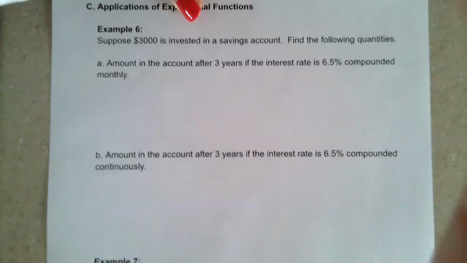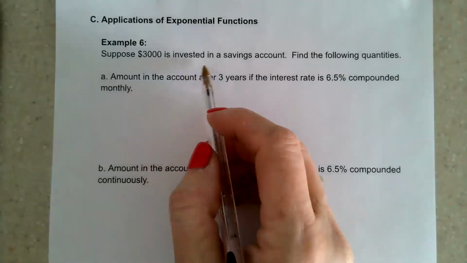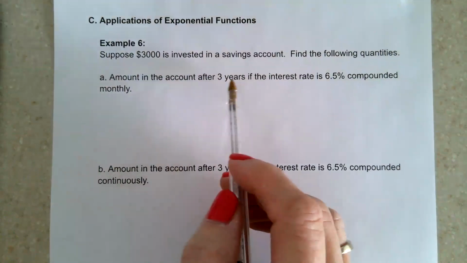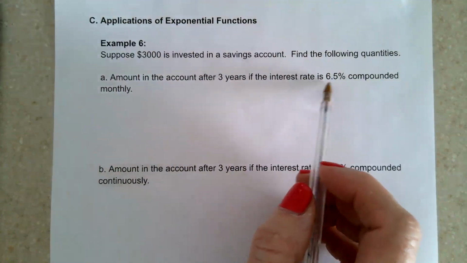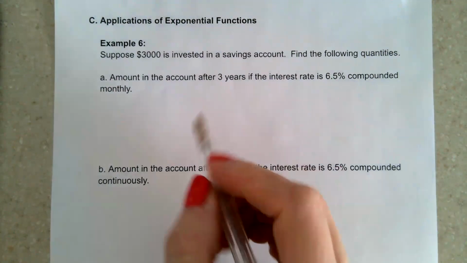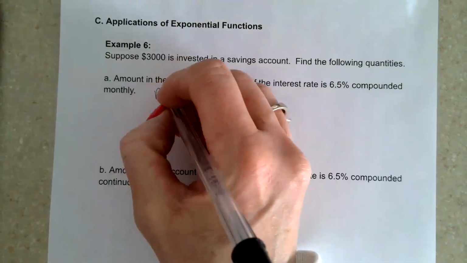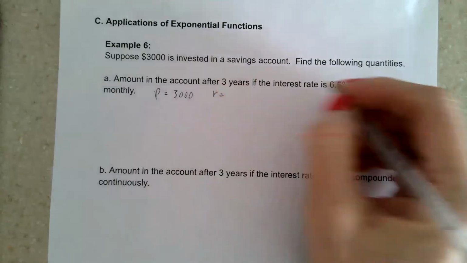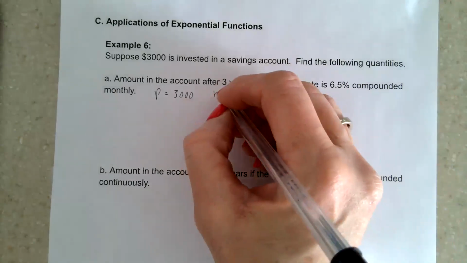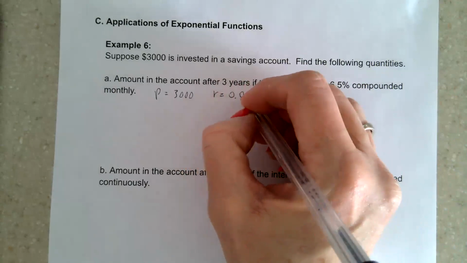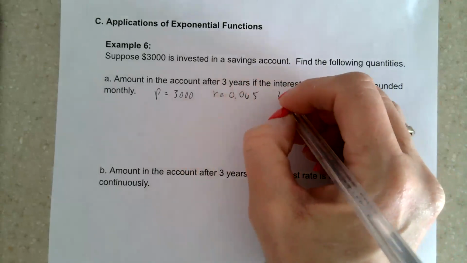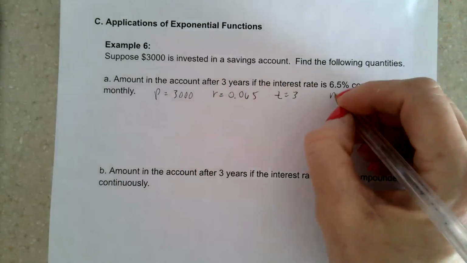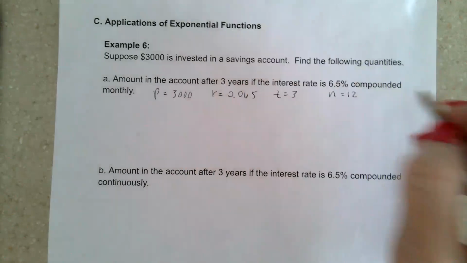Example 6 says, suppose $3,000 is invested in a savings account. Find the amount in the account after 3 years if the interest rate is 6.5% and you're compounding monthly. So P is equal to 3,000 and our interest rate is 6.5, but that actually goes in as 0.065. And we're going to let it sit there for 3 years, and compounding monthly means that we're using n equals 12.